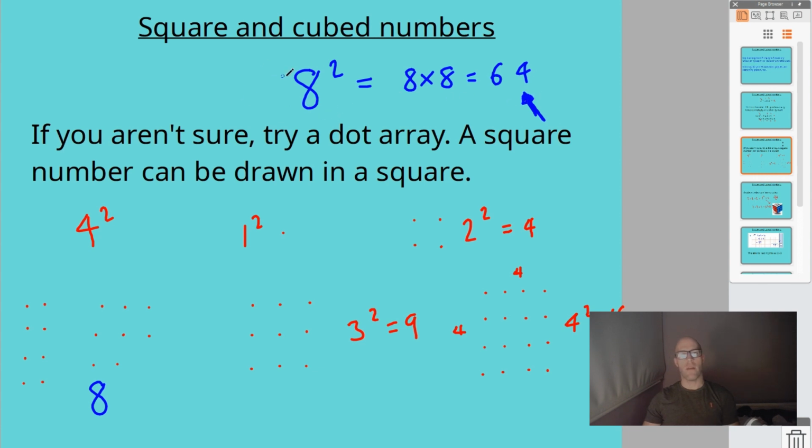You can square any number you want. You can square 251. You can square any number you want, but it doesn't make 8 a square number. The result of it is, because you could draw, I'm not going to, but you could draw 64 dots in an array, 8 along and 8 down, and fill it all in, and that would make 64 a square number. Hopefully that makes a bit more sense to you.